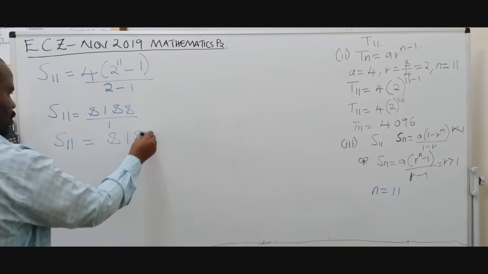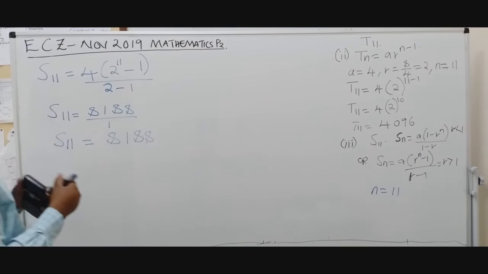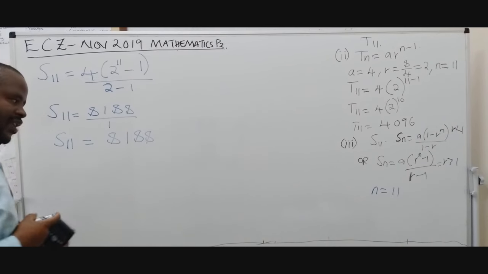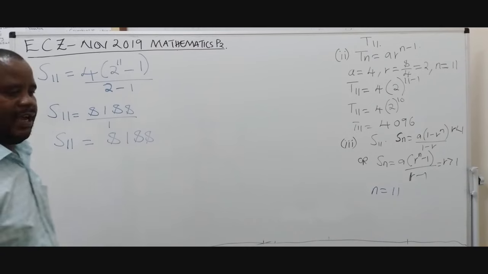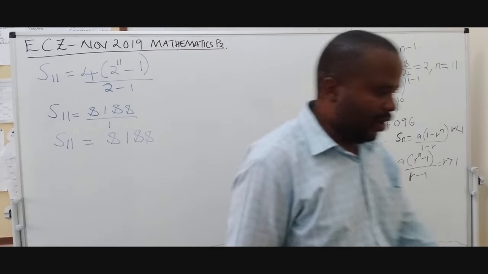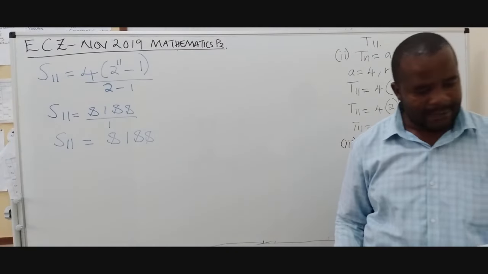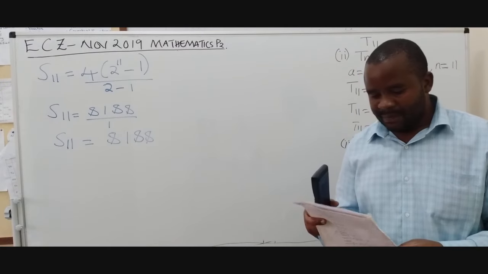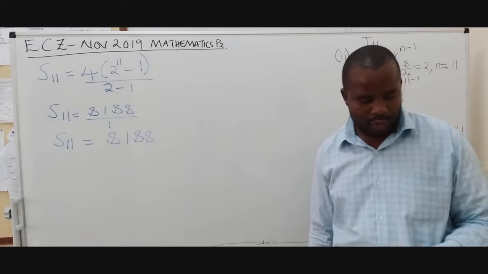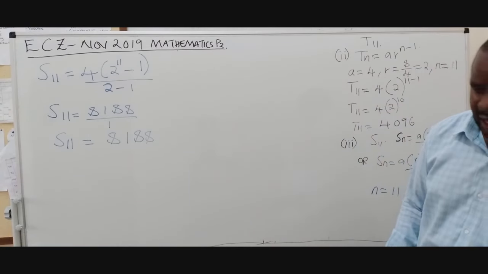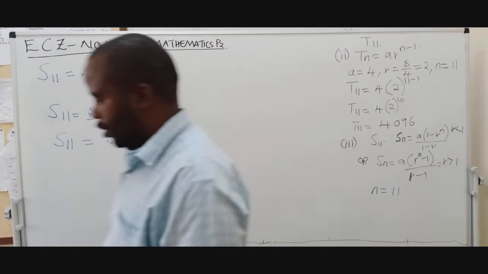8,188. What does it mean? If we were to add all the tens from the first 10 to the 11th 10, we are going to get this answer. Alright? We are going to get that answer. And I'm sure that brings us to the end of question 2. So we go into question 3 now. Right? Question 3.